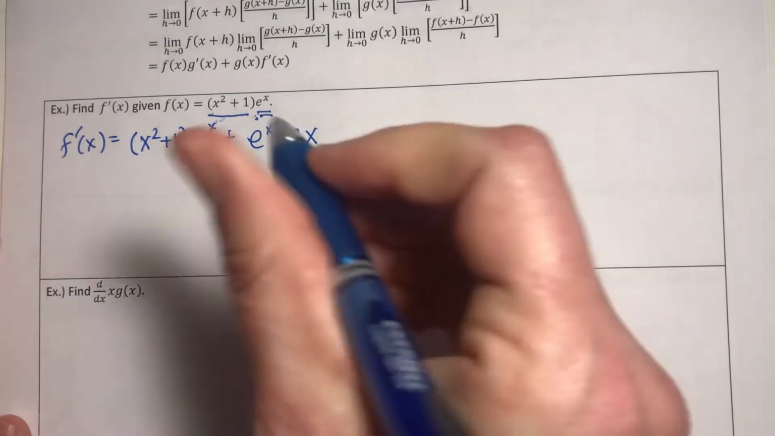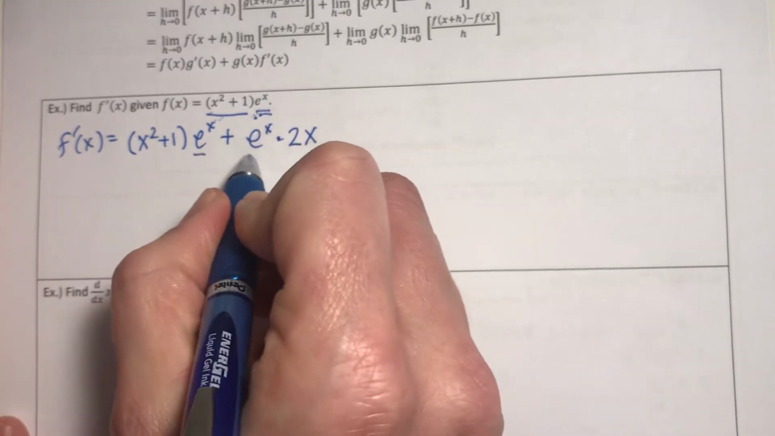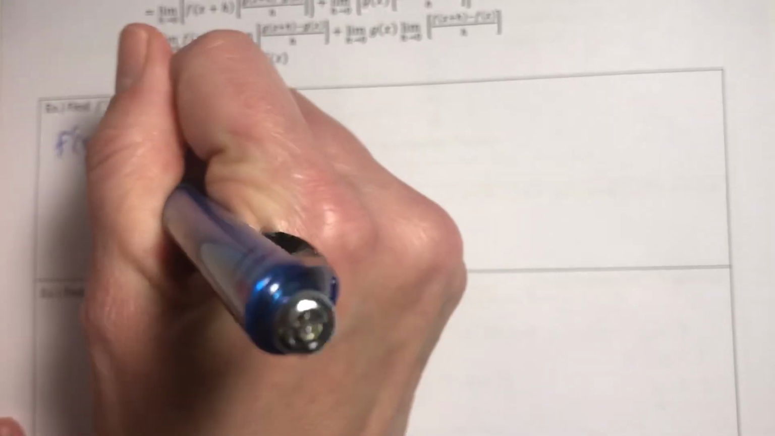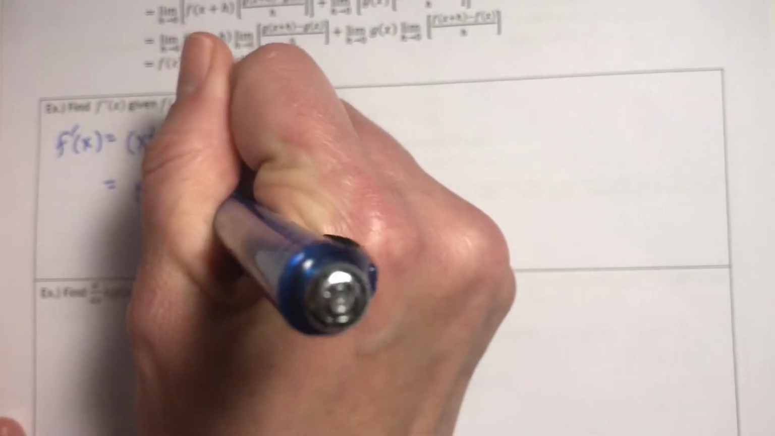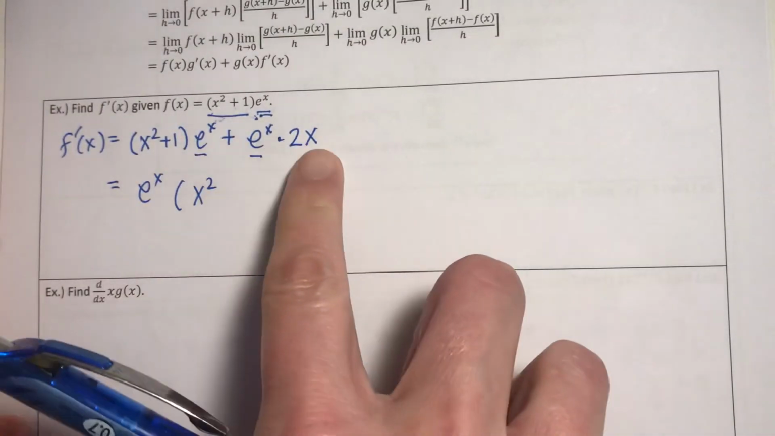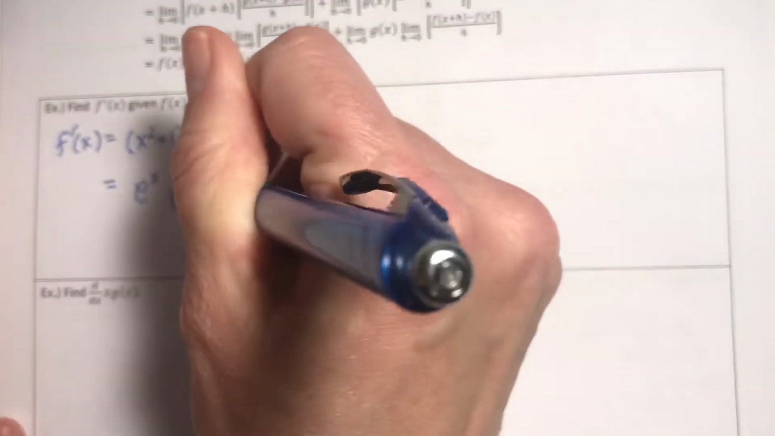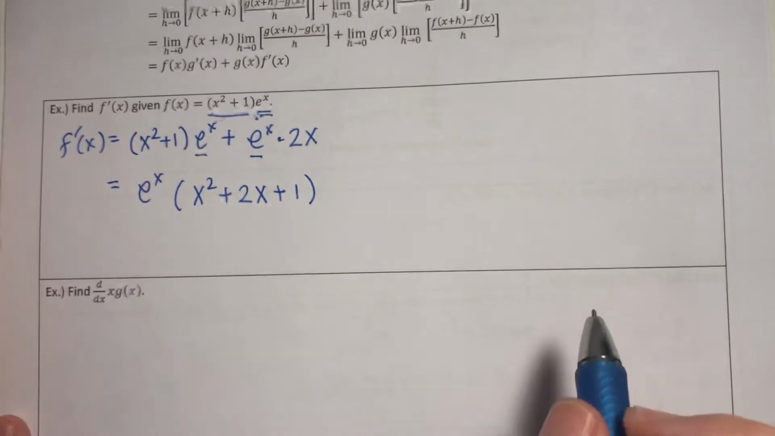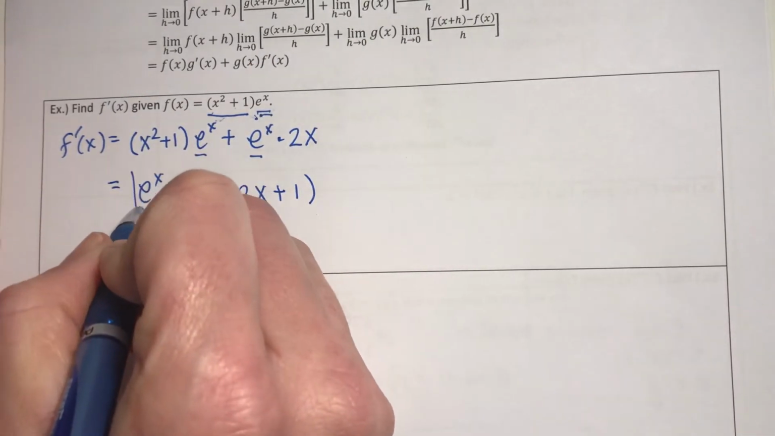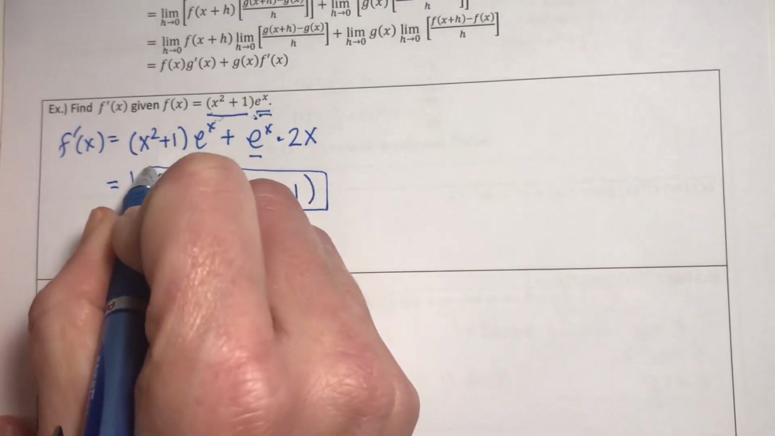Going ahead and cleaning this up, if you notice, you can factor out an e to the x. If you factor out e to the x, you'll be left over with x squared plus 1 plus 2x. I'm going to go ahead and write that in descending order of the exponents. And this is our answer for the derivative using the product rule.